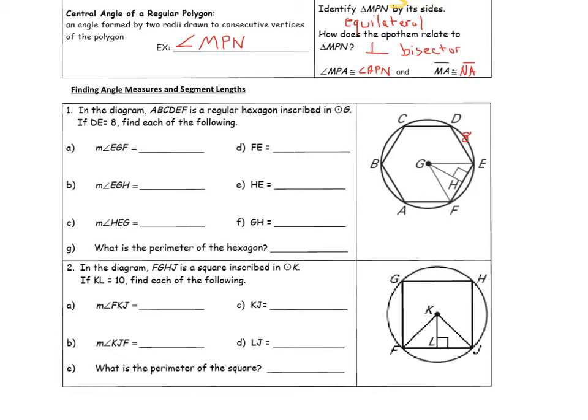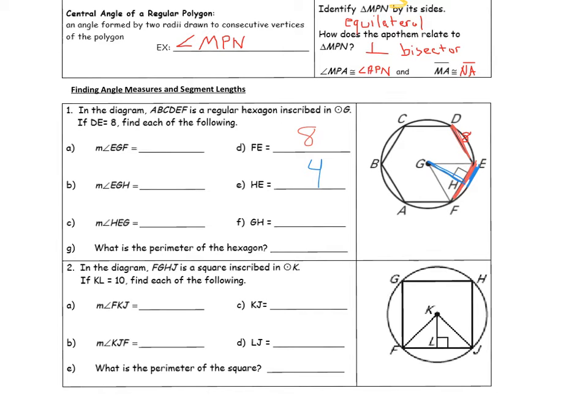So for question number 1, this is a regular hexagon, and it says if DE is 8, so they tell us DE, this length here, is 8. What is the measure of these angles and what are these different sides? Well, FE would be a measure of 8 as well. That would mean that HE, because that's getting bisected, would be half that, or 4. And so then the question would be, how do we solve for GH? That's the trick. That's what we're going to be looking for. Let's get back to that in a second.